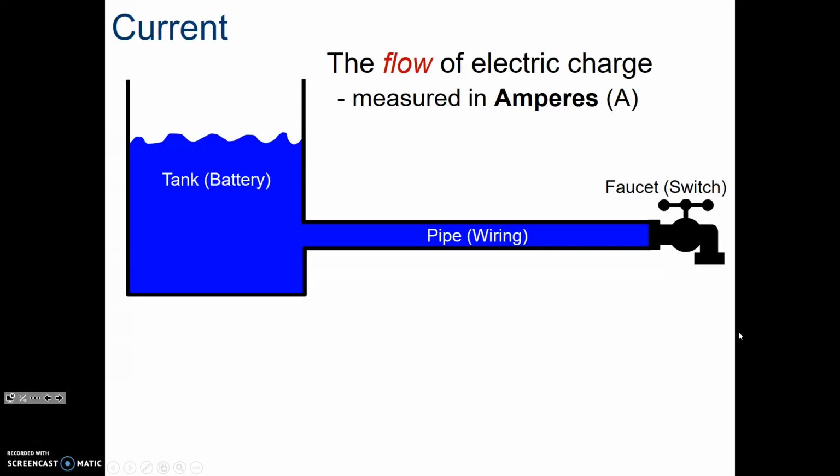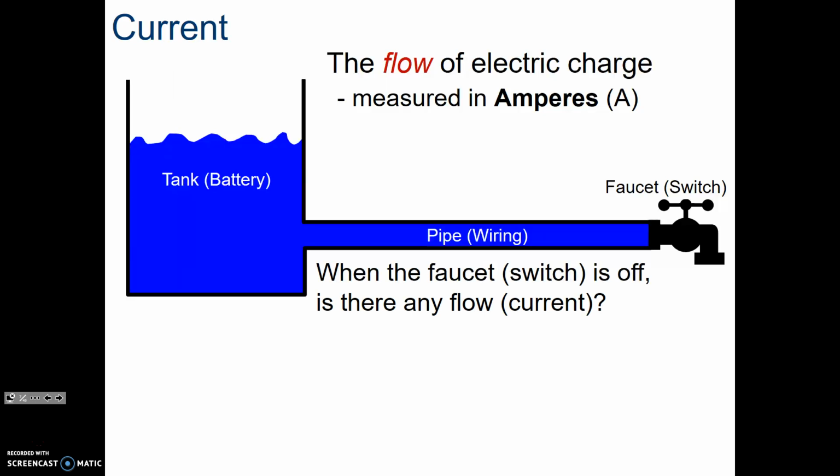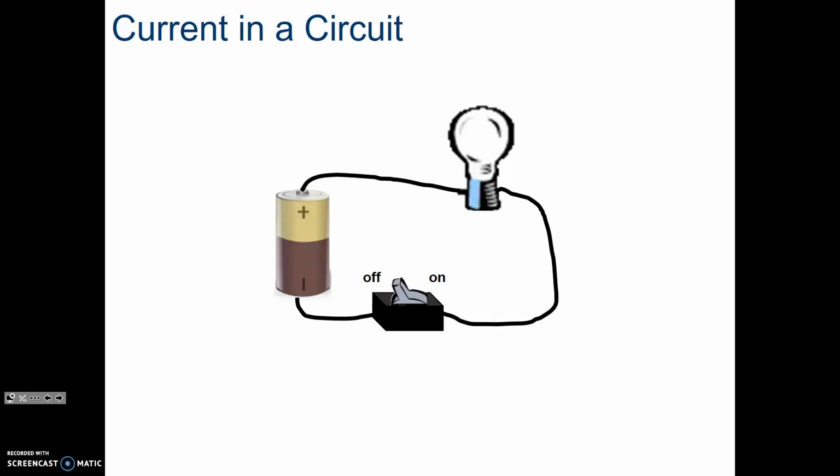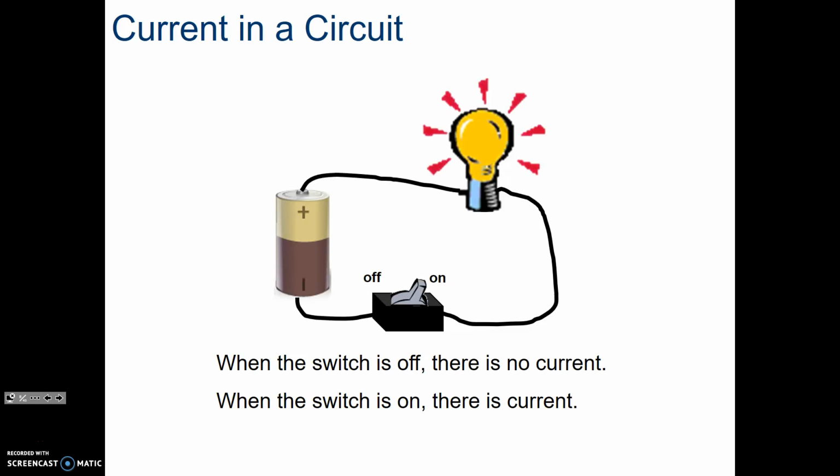So current is the flow of electricity. It's measured again in amps. And so you can think of it as a tank of water is the battery, and the pipe is the wire, the flow through which it goes. So when the faucet switch is off, is there flow? No. When the faucet switch is on, is there flow? Yes. How about current in a circuit? Well, when it's off, there's no current. Turn it on, there is current.